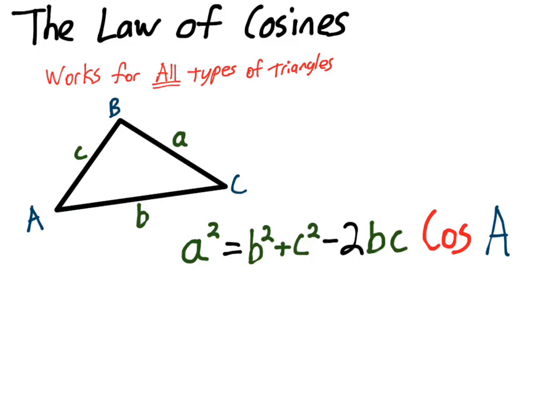Now, this does technically work with right triangles. If you type in cosine of 90, if it was a right angle we were dealing with, trying to find the hypotenuse, cosine of 90 will give you 0. Then 0 times 2 times b times c is 0, and we're subtracting 0, so all that would cancel off. So the Pythagorean theorem is sort of a derivation of this formula. If you can memorize that one formula, basically the others are just like that.